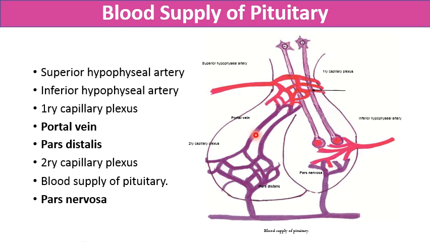Blood supply of the pituitary. We have the superior hypophyseal artery, which branches into a primary capillary plexus in the infundibulum. This plexus supplies the hypothalamus, the stalk, and the pars intermedia. This plexus joins again in the pars tuberalis to form portal veins. These portal veins branch into a secondary capillary plexus, which supplies the pars distalis. And the inferior hypophyseal artery supplies the pars nervosa.